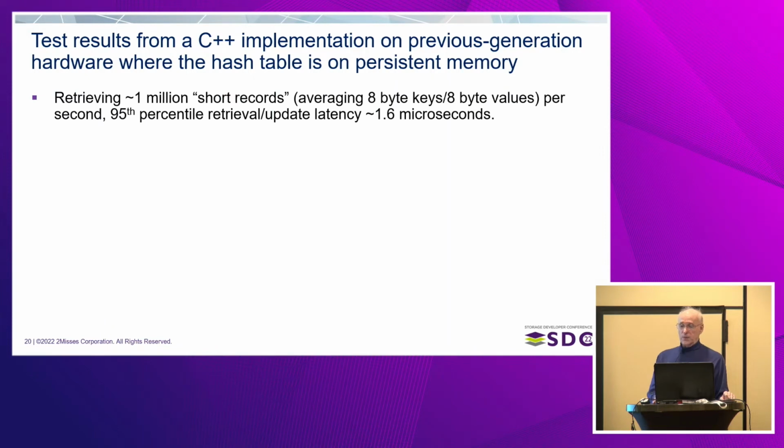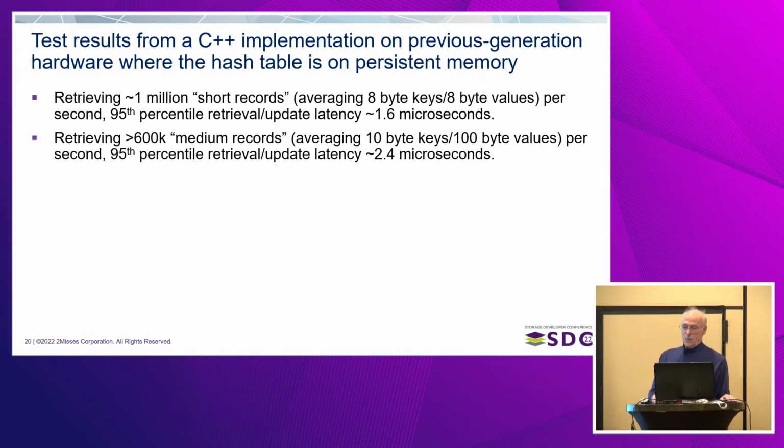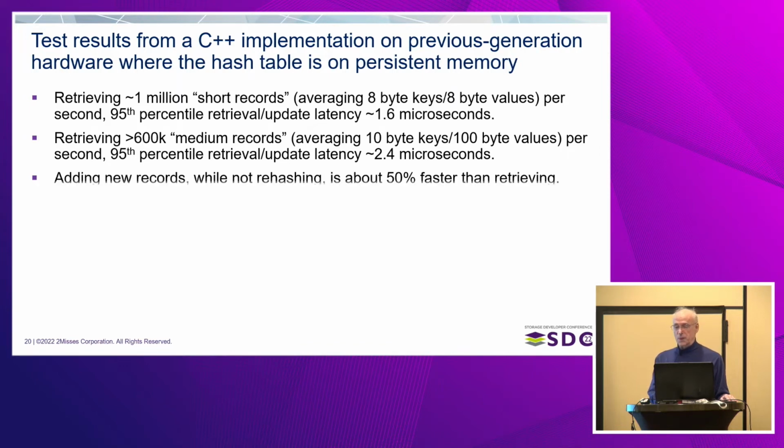Okay, I can retrieve 1 million records a second of 8-byte value, 8-byte key average. Again, these are variable. The 95th percentile retrieval or update latency is 1.6 microseconds. With medium records, where there's actually a pointer to where the data is stored, you can get over 600,000 a second, and it's 2.4 microsecond 95th percentile latency. It's almost flat latency, and the number of records almost doesn't make any difference.